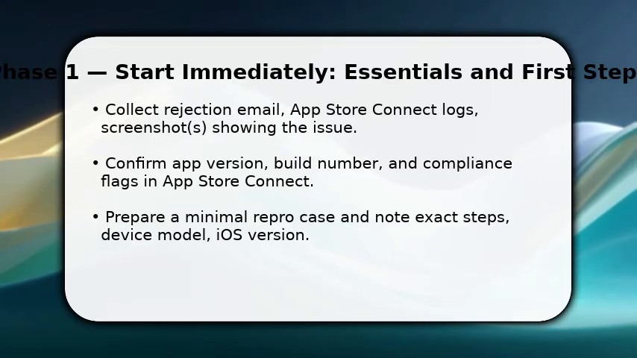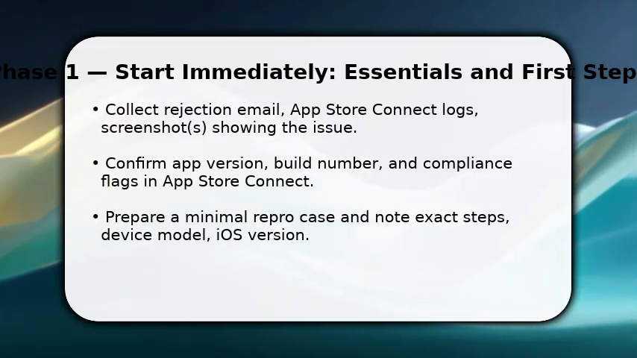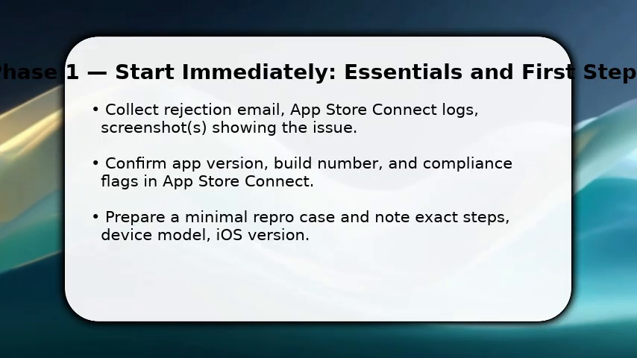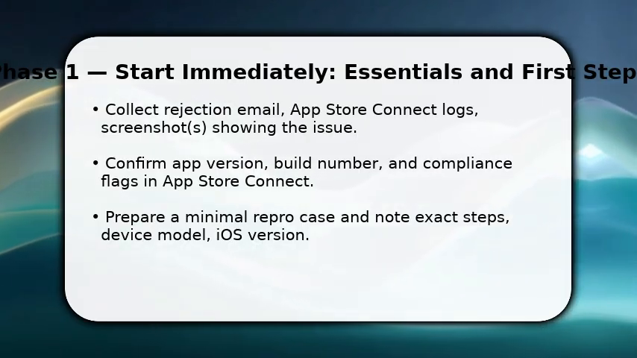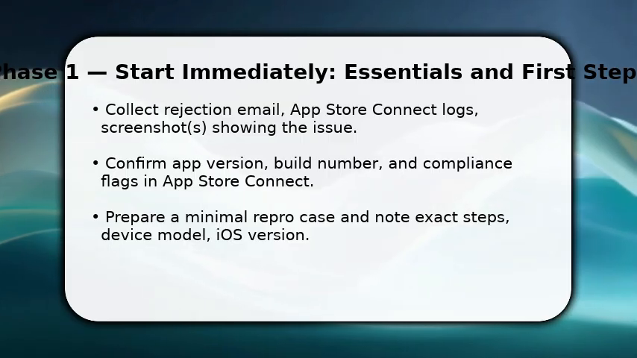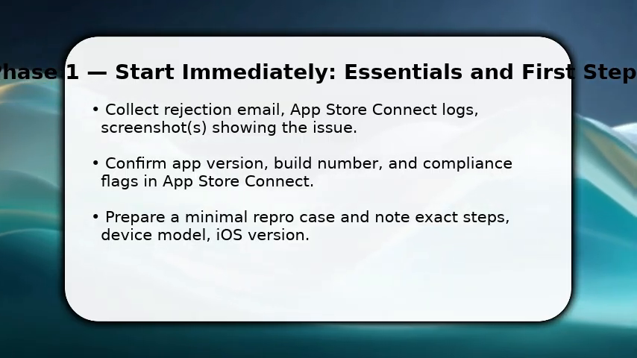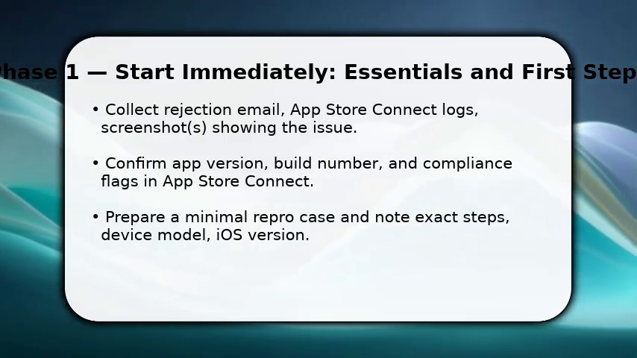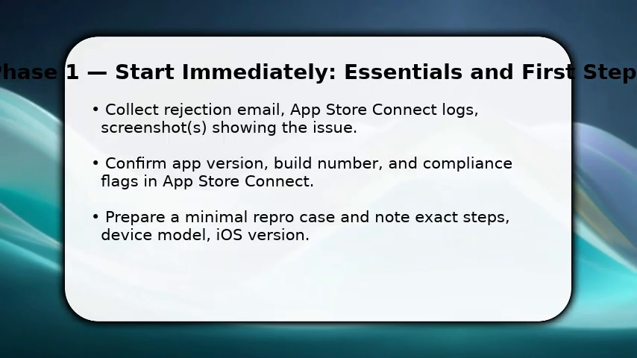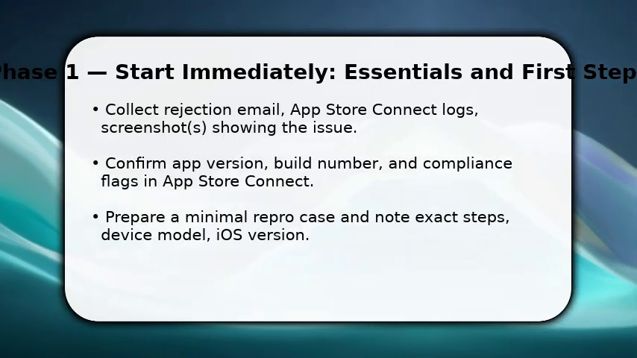You start by assembling the evidence and opening App Store Connect. This saves time because reviewers need precise info. Once you have the rejection text, screenshot, and the build number, reproduce the issue on a device and record step-by-step actions. Make sure to note device model and iOS version. Reviewers respond faster to clear, repeatable repro steps.